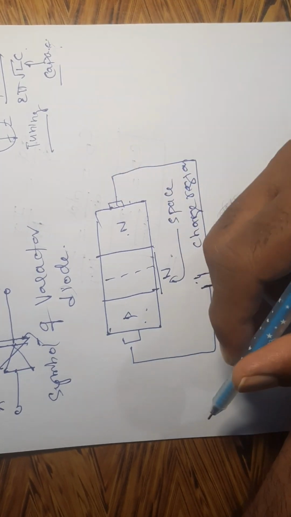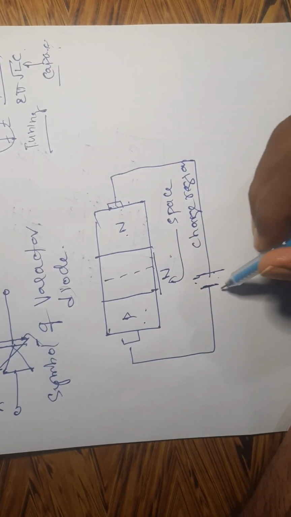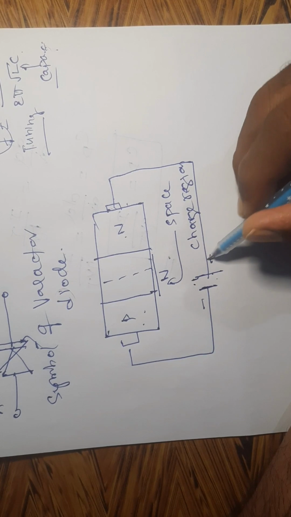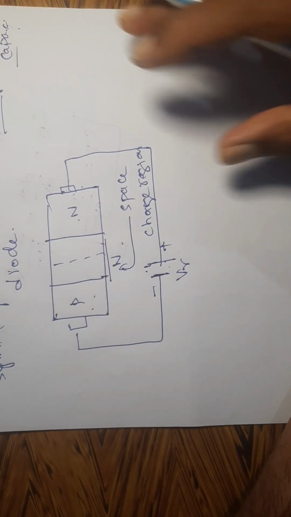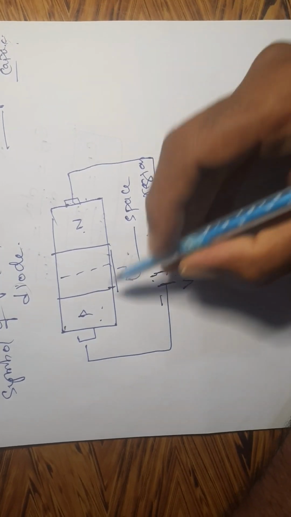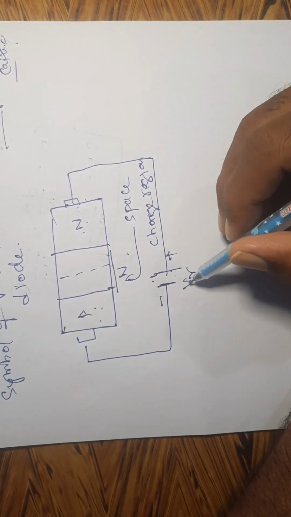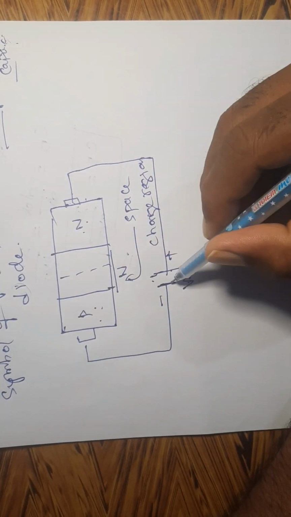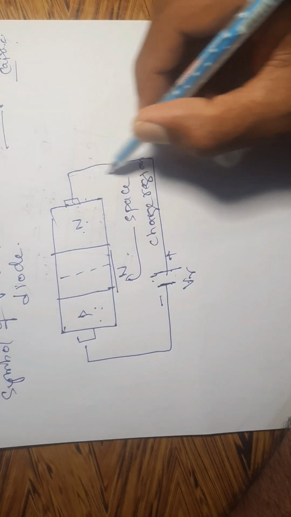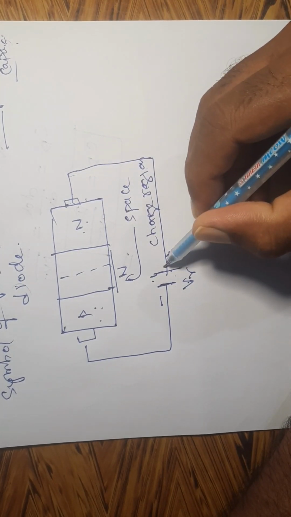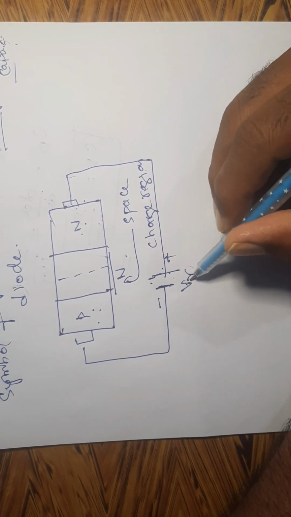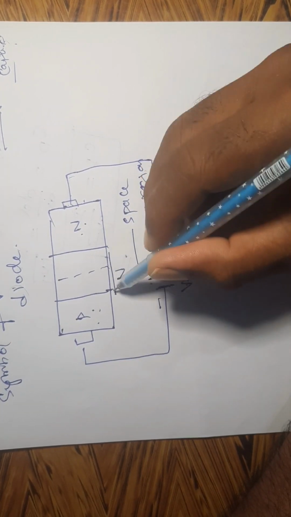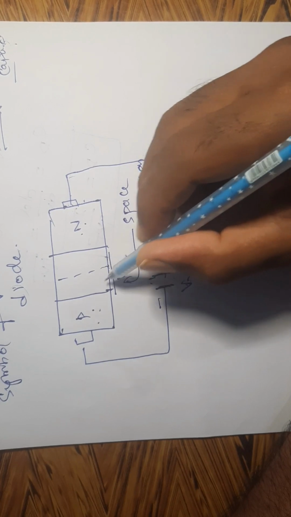Okay, this Varactor diode works under reverse bias condition, that is minus and then plus, that is VR. So this is the p type and n type, where p type is connected to the negative terminal and n type is connected to the positive terminal. So when increasing the reverse voltage, what happens is this width will get wider.